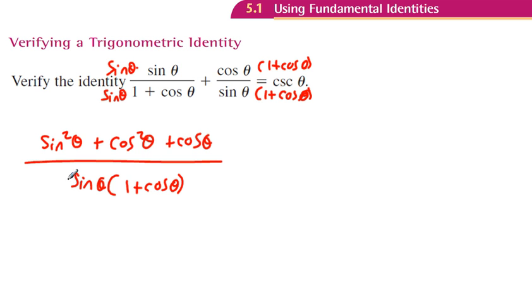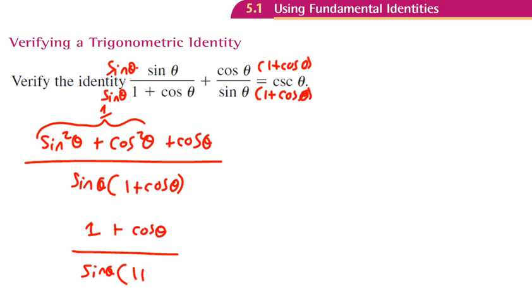Now, I chose not to distribute the sine yet, and you're going to find out why in just a minute. And so watch this. We know that sine of theta squared plus cosine of theta squared is 1. That's one of our Pythagorean identities. So I'm going to replace this whole guy with 1. So 1 plus cosine of theta, see, a little tricky, all over sine of theta times 1 plus cosine of theta. So look how rad this is.